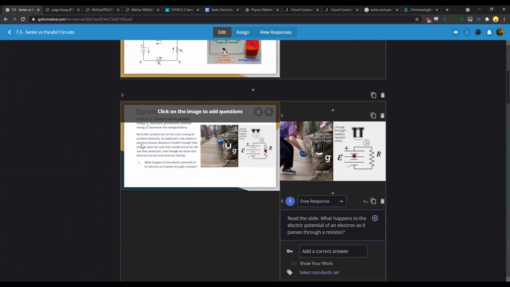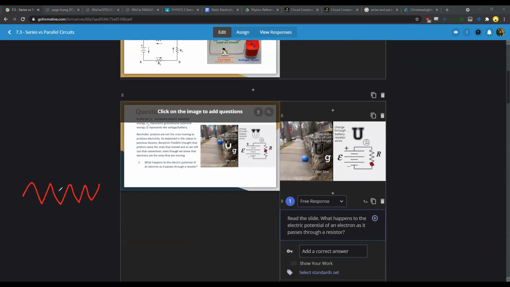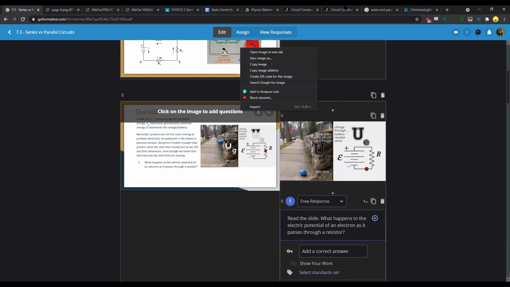The zigzag lines represent the appliance or whatever object you're running electrons through. The zigzag line is meant to represent the fact that as the electron goes through an object, it hits things, which lowers the current and lowers the potential. That's what the zigzag line is supposed to represent. Oh, okay.